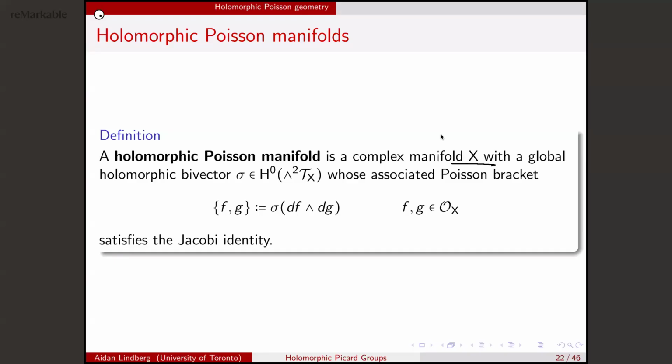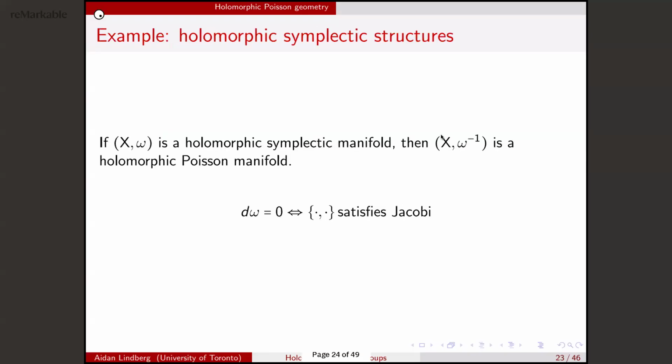All right, so there's lots of examples. Example 0 is you can take X with the 0 Poisson structure. That's a perfectly good Poisson manifold. Another example is if you have a holomorphic symplectic manifold, so omega here is some closed 2-form which is nondegenerate. Then you can invert the 2-form, get a bivector field, and that is now a holomorphic Poisson manifold, where you can match up the integrability conditions. So this form is closed exactly when this bracket satisfies the Jacobi identity.